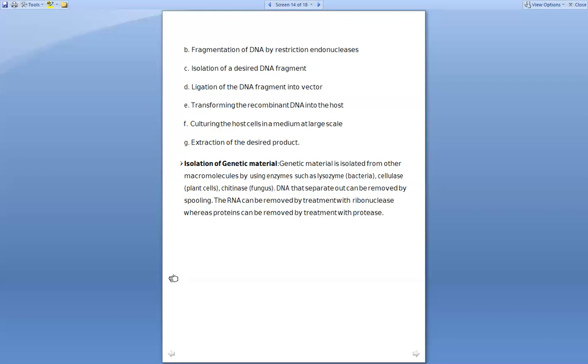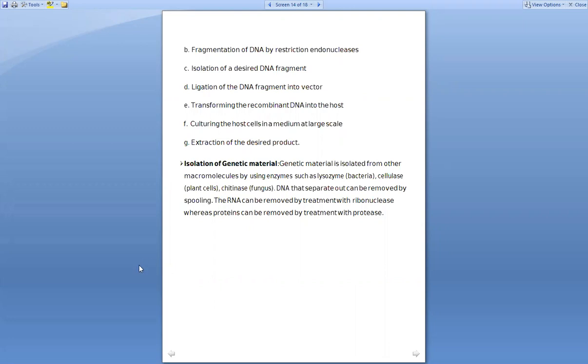Next is this DNA that is separated out can be removed by spooling, right? Here now this DNA can be removed. There will be presence of three things: the DNA, the RNA, as well as the proteins, right? So they are using the spooling method through which the DNA can be separated out. Now what exactly the spooling method is?